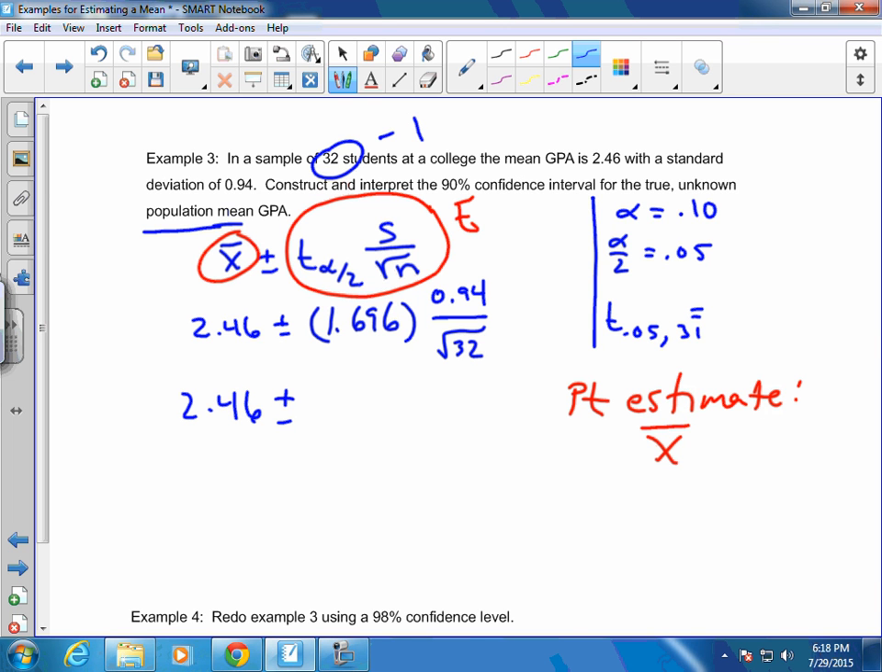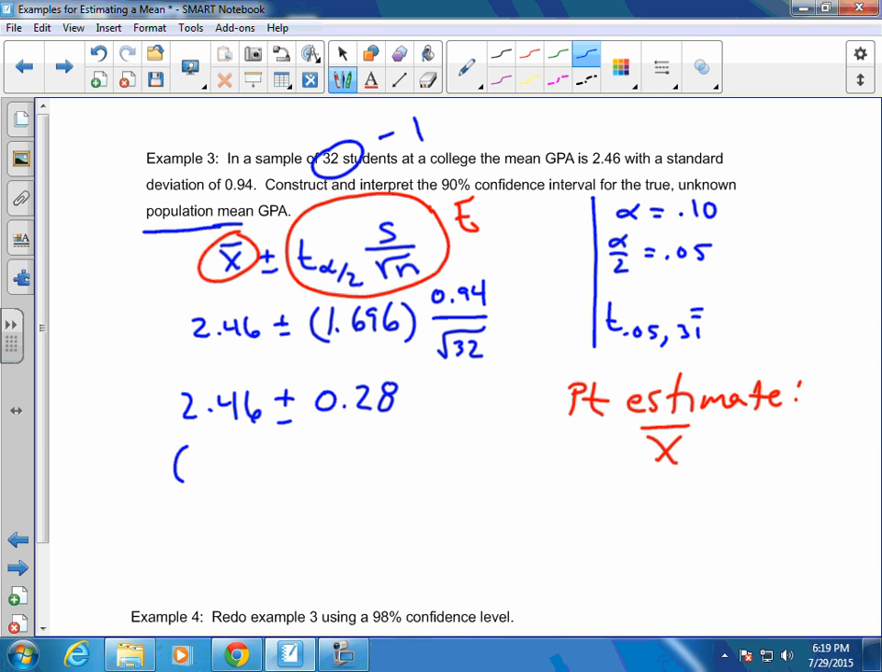Okay, so I'm going to punch up that margin of error on the calculator. 1.696 times 0.94 divided by the square root of 32. And let's suppose on this one we're just going to do 2 decimal digits. Again, you're always safe to display them all. But let's say I want to round this off to 2 decimal digits. So punch this up sometime. If you don't have your calculator now, do this when you look back on it. Make sure you're getting 0.28.